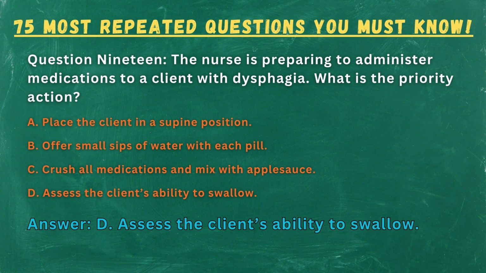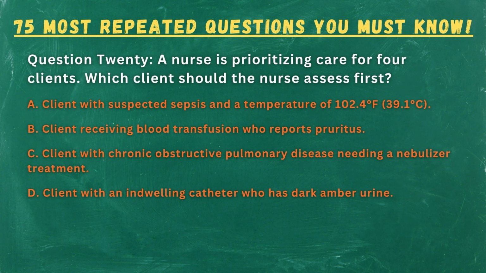Answer. D. Assess the client's ability to swallow. Question 20. A nurse is prioritizing care for 4 clients. Which client should the nurse assess first? A. Client with suspected sepsis and a temperature of 102.4 degrees Fahrenheit, 39.1 degrees Celsius. B. Client receiving blood transfusion who reports pruritus. C. Client with chronic obstructive pulmonary disease needing a nebulizer treatment. D. Client with an indwelling catheter who has dark amber urine.